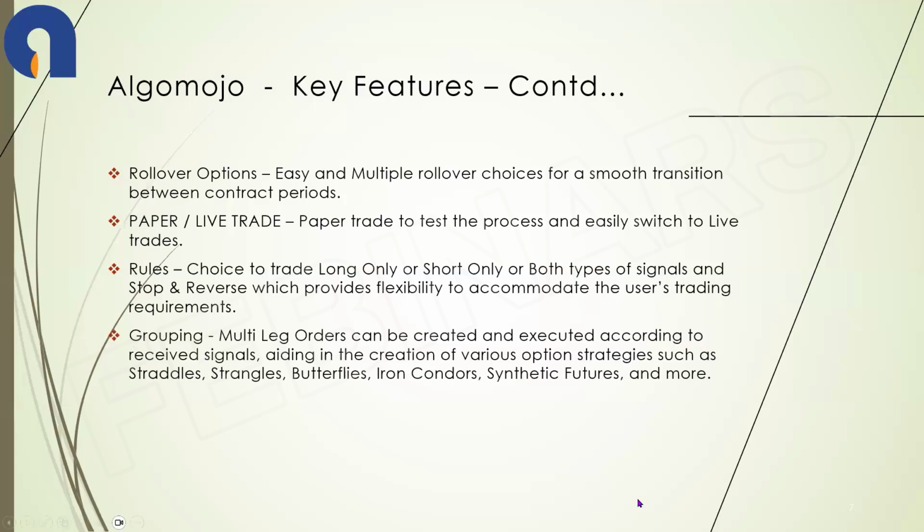Then if you're an options trader, you want to execute multiple legs of options for strategies like straddles, strangles, butterflies, iron condors, etc. You can do that. You can create each leg as per your requirement and group them together so that the orders can get executed instantaneously based on the signal that you send from your charting platform.